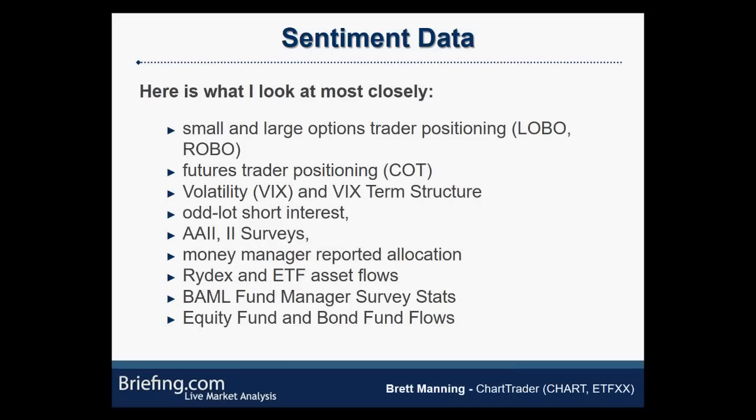Futures trader positioning, the COT data, commitment of traders, put out by the CFTC gives you a sense of things as well. Volatility, expectations of volatility, and the VIX term structure. The VIX futures market has a term structure. It has contracts that expire, and the price relationship between the current contract and a contract 3 months out or 6 months out tells you something about the degree to which people are afraid of what's about to happen next.